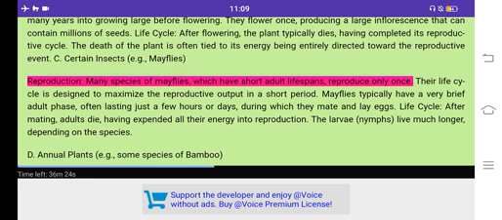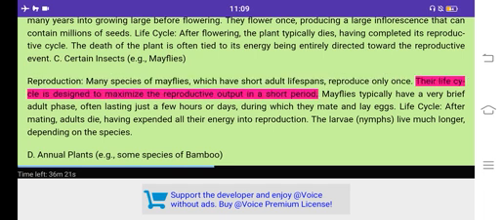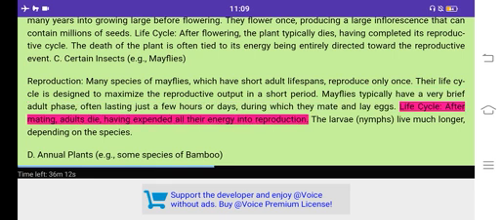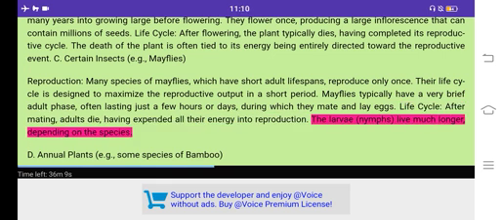Reproduction. Many species of mayflies, which have short adult lifespans, reproduce only once. Their life cycle is designed to maximize the reproductive output in a short period. Mayflies typically have a very brief adult phase, often lasting just a few hours or days, during which they mate and lay eggs. Life cycle. After mating, adults die, having expended all their energy into reproduction. The larval nymphs live much longer, depending on the species.